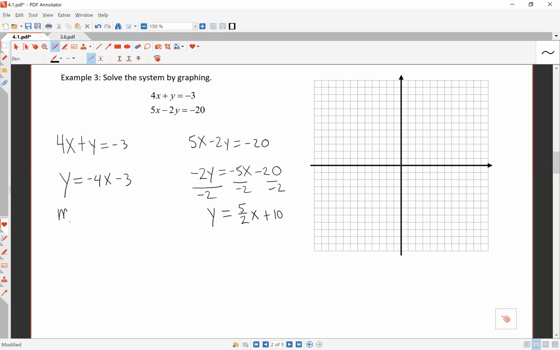The first line has a slope of negative 4 and a y-intercept of 0, negative 3. I go to 0, negative 3, and the slope is negative 4 over 1. So I rise negative 4 and run 1. Rise negative 4 and run 1. Or rise 4 and run left 1. Continuing up 4, left 1, and there's my line.